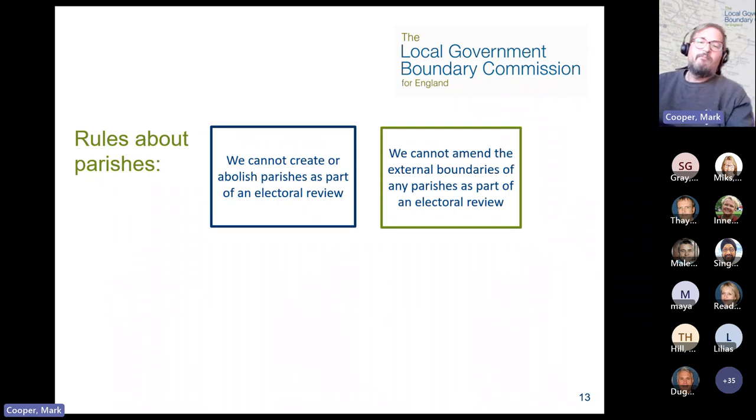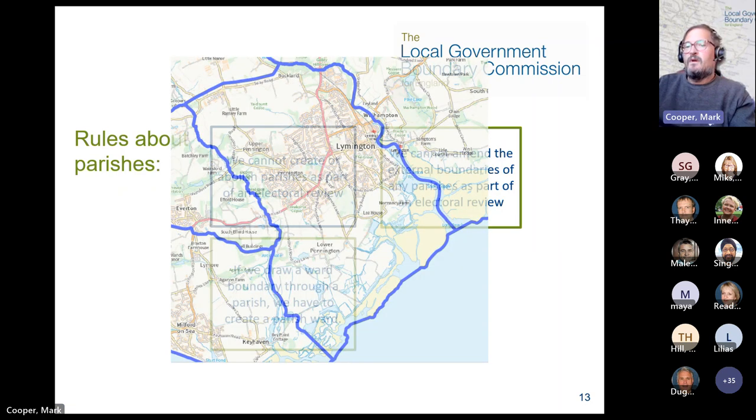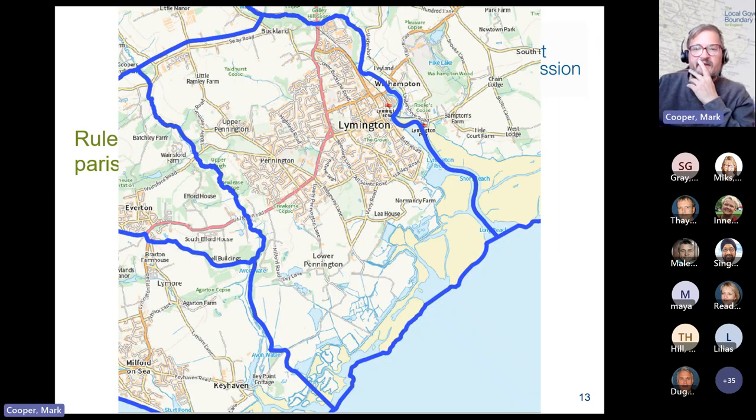We also cannot amend any external boundaries of any parishes as part of this review. Again, that is something that can only be done locally through a community governance review. If we draw a ward boundary through a parish, we have to create a parish ward. This is what we mean by that.